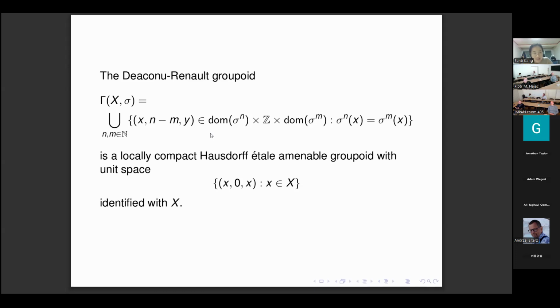And then this groupoid is a locally compact, Hausdorff, and amenable groupoid. And then the unit space of the groupoid consists of triples of the form (x, 0, x), which you can think of as just the original space X itself.